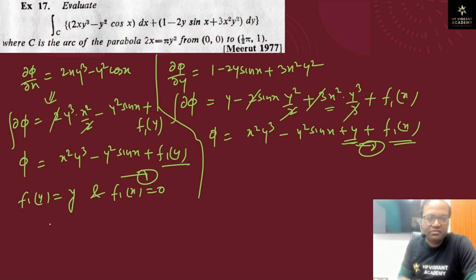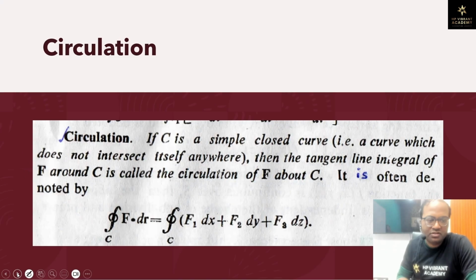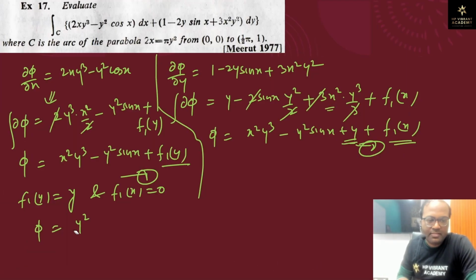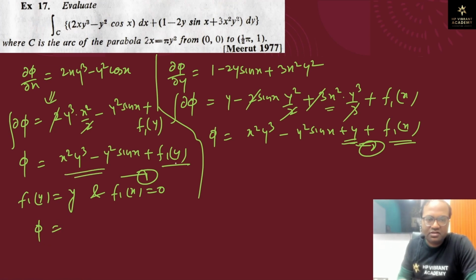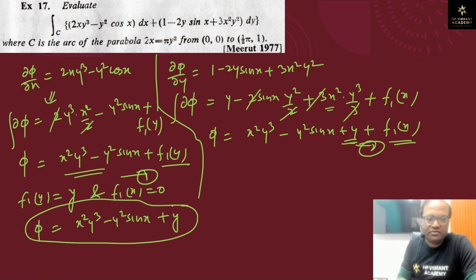So now we have the value of phi as phi is equal to f1y is equal to y. We have the expression of phi as this one. Let us place f1y as y. So we have x square y cube minus y square sin x plus y. This is the expression for phi.